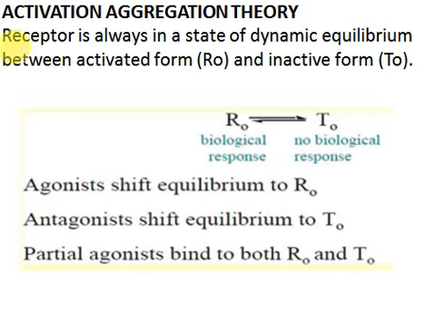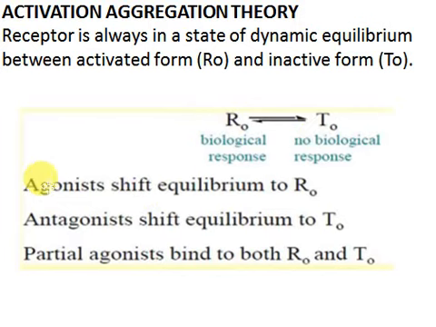According to this theory, the receptor is always in a state of dynamic equilibrium between the activated and inactivated form. For convenience, the activated form is represented by RO and the inactivated form is represented by TO. The RO form is associated with biological response, and the TO form is associated with no biological response. So there is an equilibrium between biological response and no biological response. But when a ligand comes, that ligand can bind with either TO or RO.